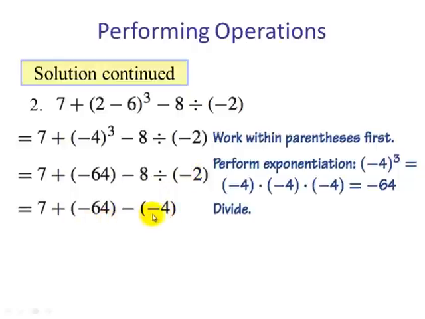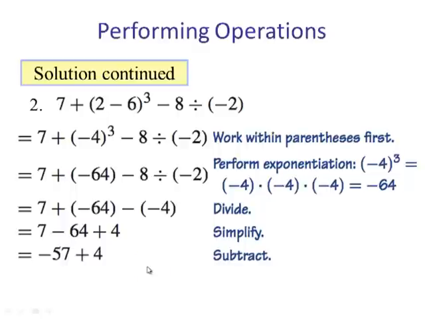So the next thing we do, we can simplify. If I'm subtracting a negative number, that becomes addition. And if I am adding a negative number, that's the same thing as subtraction. So now going from left to right, we would subtract first, then add. 7 minus 64 is negative 57. Then we add 4, and we have a negative 53.